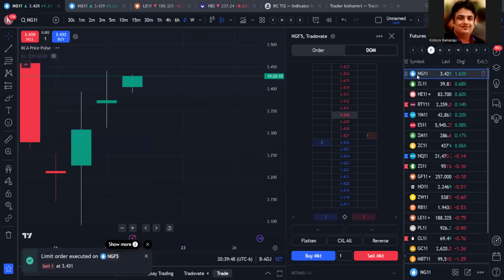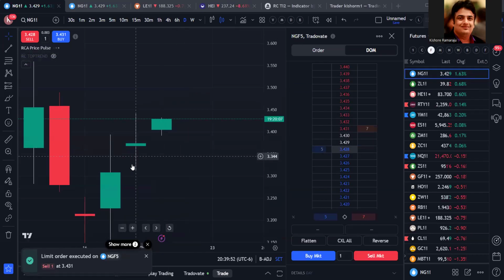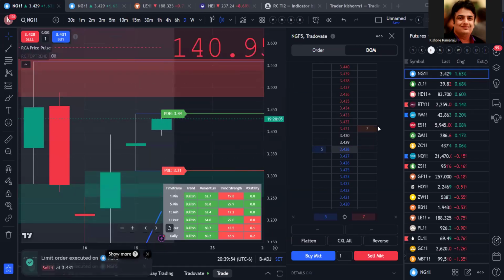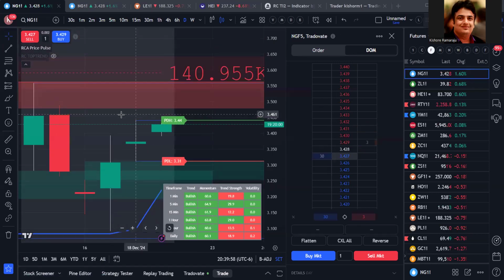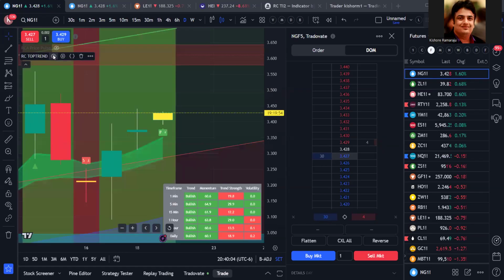So the natural gas went to 3.431. So we took the profit on those contracts. Again, I hope you got it. Basically, we got a buy signal.